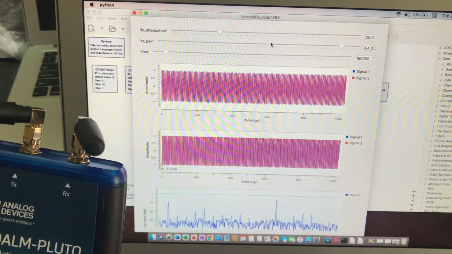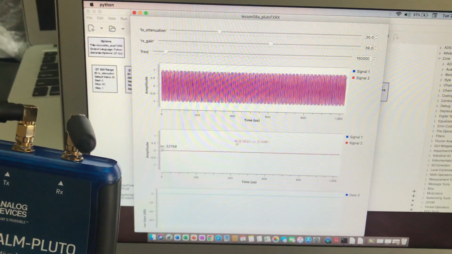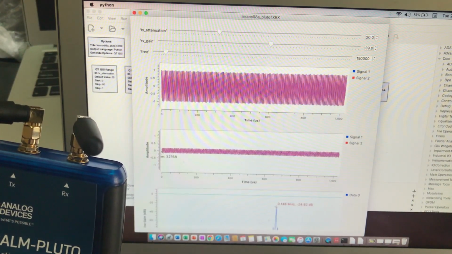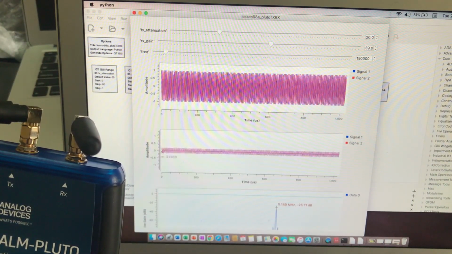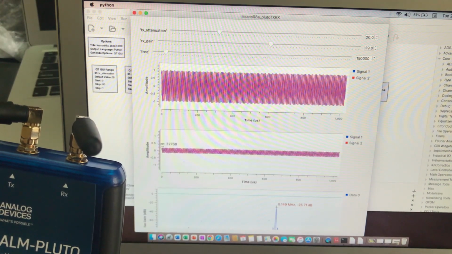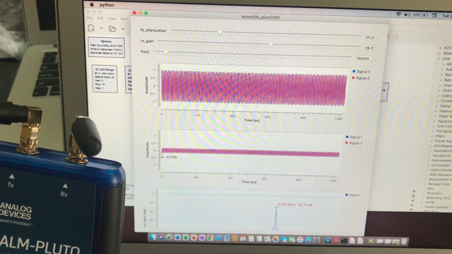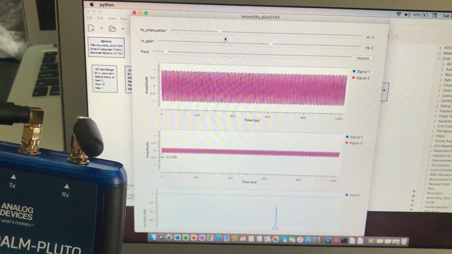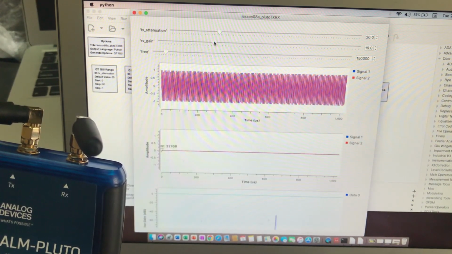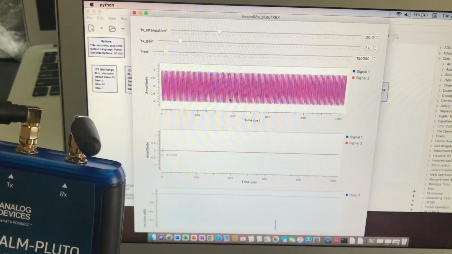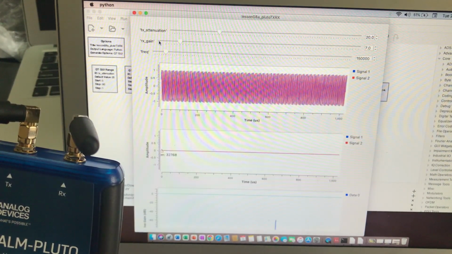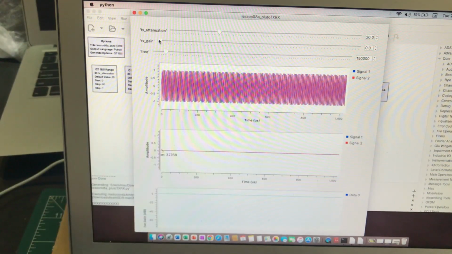reduce Rx gain. So indeed this is my received signal, and this is my signal at 150 kilohertz with negative 25.71 dBm. That's my signal strength. I'm going to keep reducing my Rx gain till I get 0.